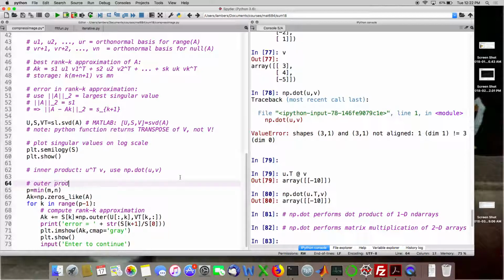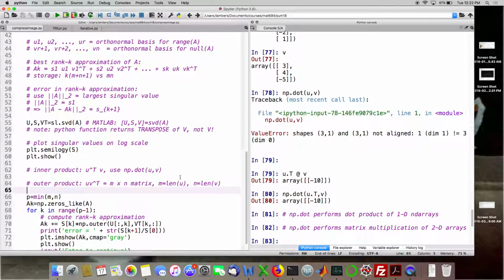The outer product has U V transpose, and that equals an M by N matrix. M is equal to the length of U, N is equal to the length of V. By contrast with the inner product, the transpose is applied to the opposite operand. So here the transpose is between U and V; here the transpose is on the outside. Now this notation is assuming that U and V are column vectors, as is normally the convention in linear algebra texts.